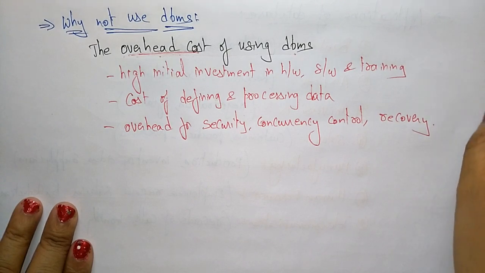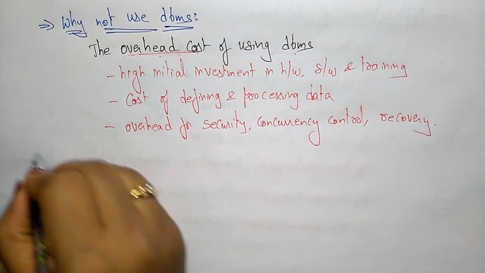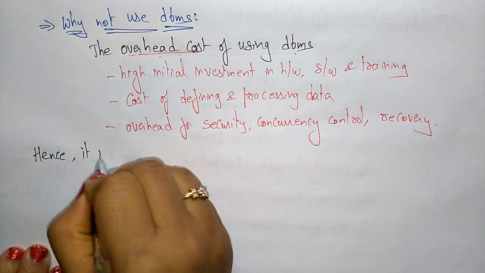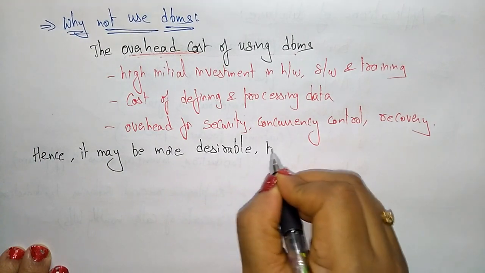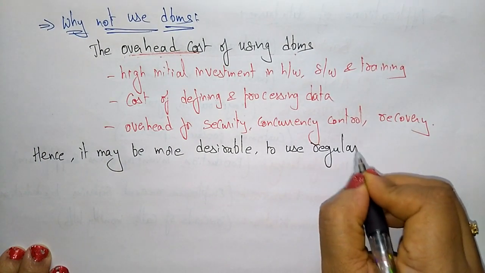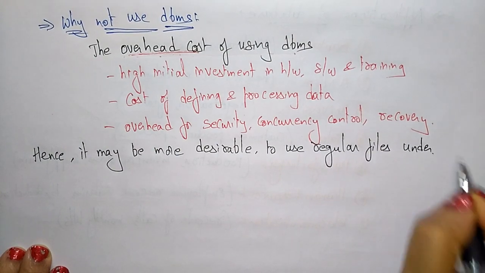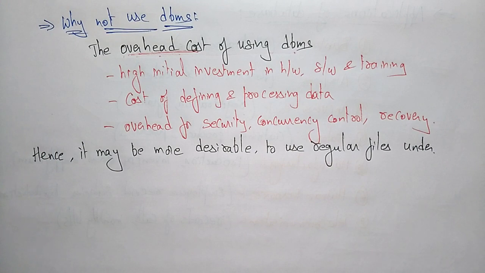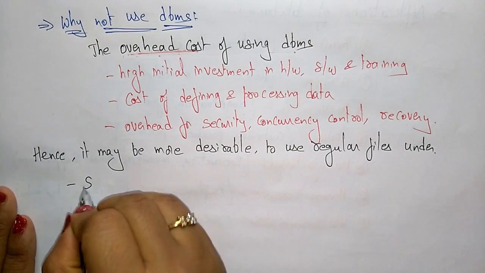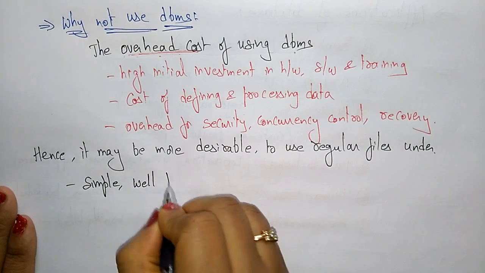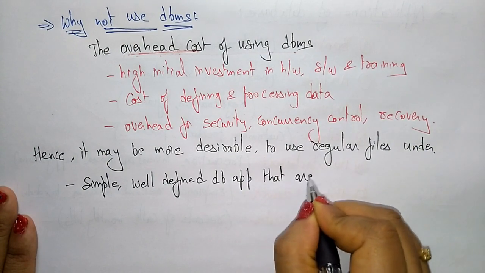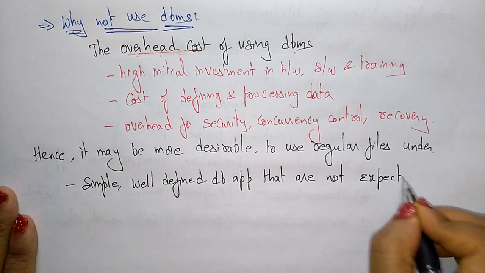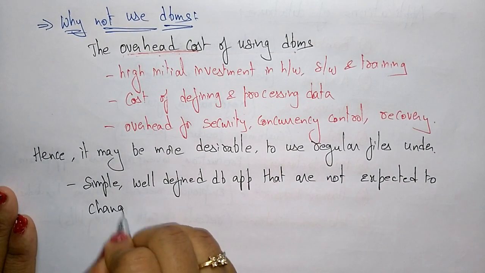Then how can we handle this overhead? Hence it may be more desirable to use regular files under certain conditions. In most cases we will go for the DBMS, but whenever it is more desirable you can go for regular files, for example simple, well-defined database applications that are not expected to change. In those cases we can go for files rather than a database management system.